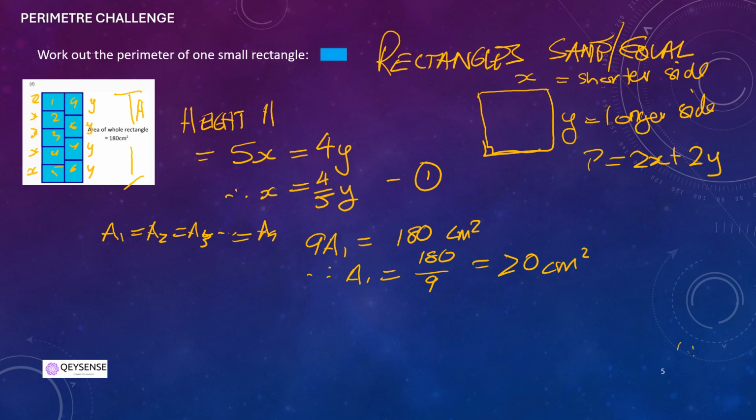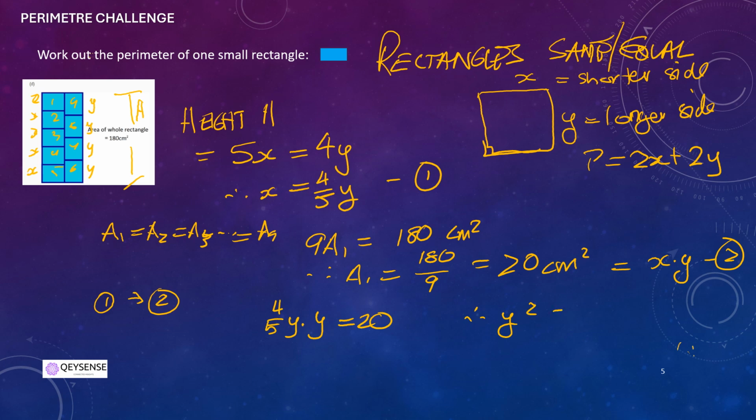And so if we look at A1, it is simply x times y. So that equals x times y, which is equation 2. If we substitute equation 1 into equation 2, we get 4/5 y times y equals 20.